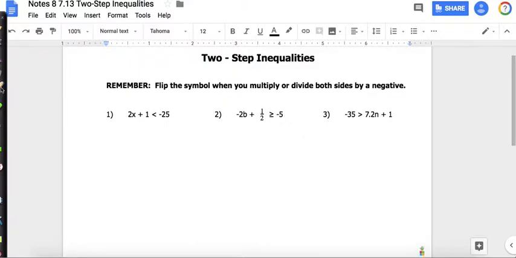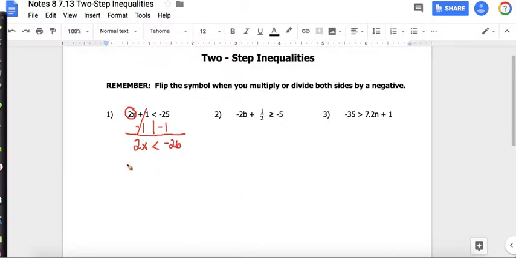So let's jump right into number one. Remember, the process for two-step is to circle the variable and draw your t. That tells us we want to get rid of the plus 1. The opposite of adding 1 would be subtracting 1. So subtract 1 from both sides. The 1's cancel. Bring down the 2x. Bring your symbol straight down. And negative 25 minus 1 is negative 26.